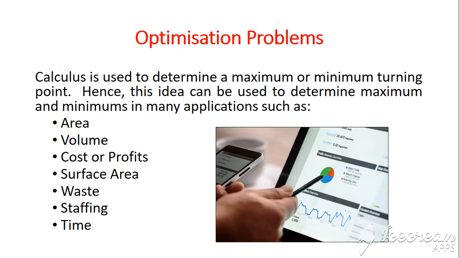Calculus is used to determine a maximum or minimum turning point. Hence, this idea can be used to determine maximums and minimums in many applications, such as we might want to be maximizing or minimizing area or volume. We might want to maximize costs or profits. We might want to minimize things like surface area because we might be building a new type of can for a liquid and we want to have the least amount of surface area on our can. Or we want to minimize things like waste or staff or time.